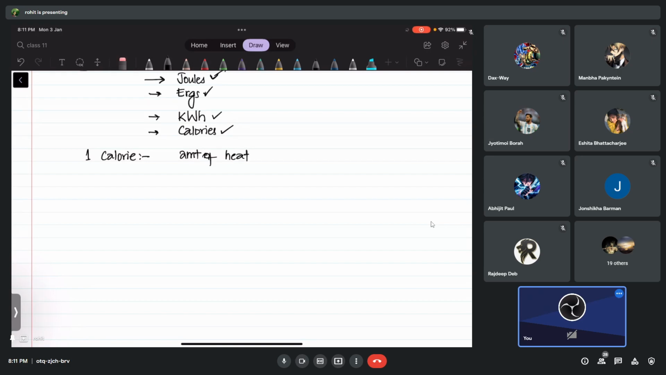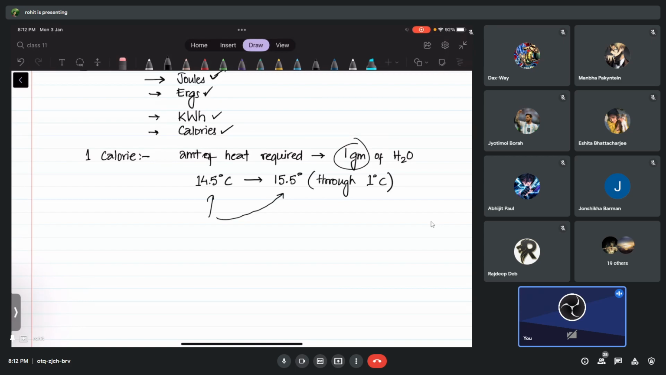1 calorie is the amount of heat energy required to raise the temperature of 1 gram of water from a temperature of 14.5 degrees Celsius to a temperature of 15.5 degrees Celsius. That means through 1 degree Celsius. It is always measured in this range. Between 14.5, you keep water, which is only 1 gram, and then you make the temperature go up by 1 degree, to 15.5. So the point is, what do you think? Can the temperature just rise, or does it have to absorb heat energy, guys?